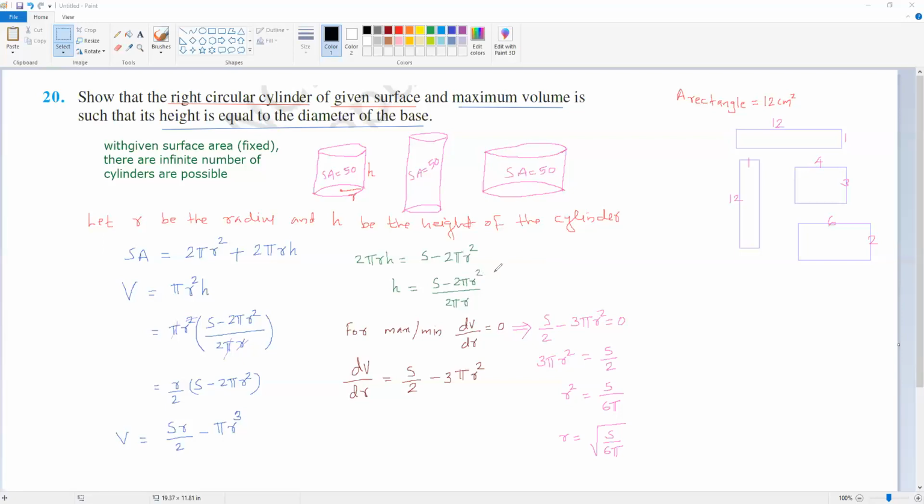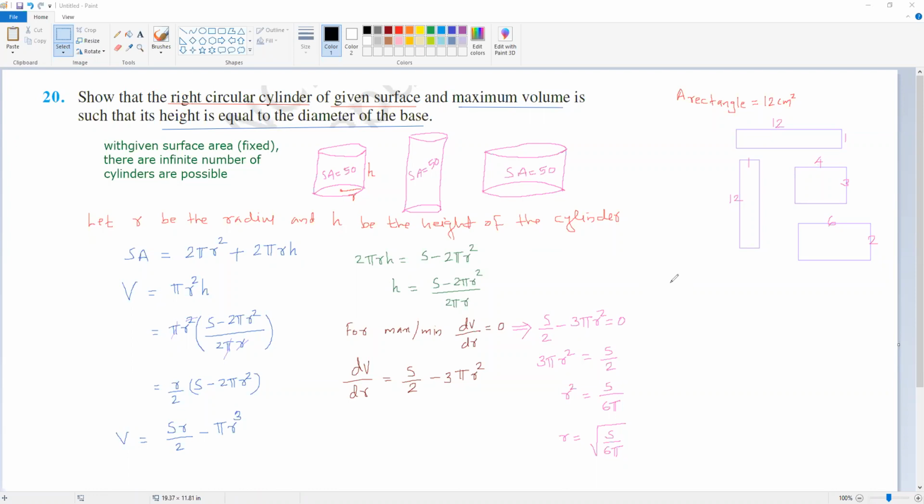Now अभी इस क्रिटिकल पॉइंट में हो सकते हैं वॉल्यूम मैक्सिमम होगा, हो सकते हैं वॉल्यूम मिनिमम होगा, हो सकते it may be a point of inflection. So that we have to prove. So for that you have to find the second derivative. We are using the second derivative test.